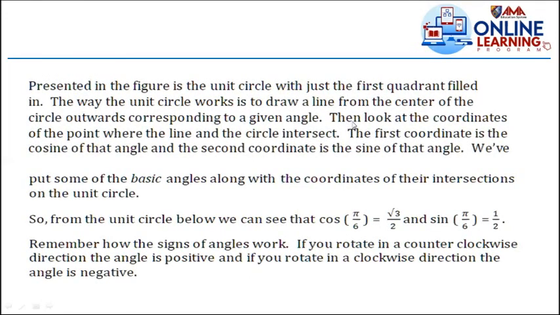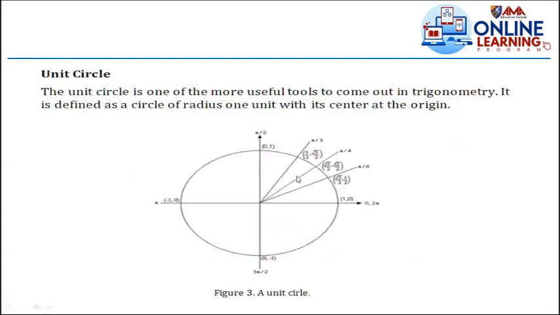So, sabi dito, look at the coordinates of the point where the line and the circle intersect. The first coordinate is the cosine of that angle. So dito, halimbawa, this is your x and y coordinate. Yung first coordinate po dito, yung square root of 3 all over 2, that is now the cosine of that angle. Cosine, we have pi all over 6, that is in terms of radians, that is 180 all over 6, that is cosine 30 degrees.